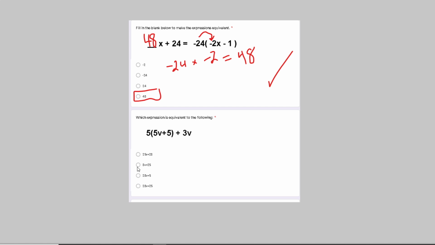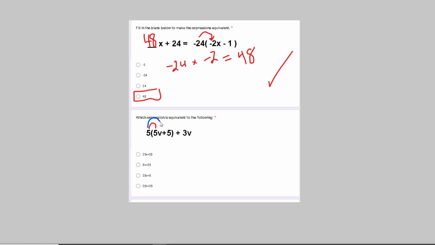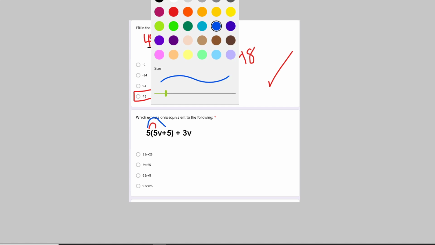Which expression is equivalent to the following? So we have different expressions down here. There's only one correct answer. So when in doubt, just go ahead and start expanding. Whenever you're in doubt in algebra, just start expanding or simplifying. And a lot of times that'll get you closer to where you need to go.